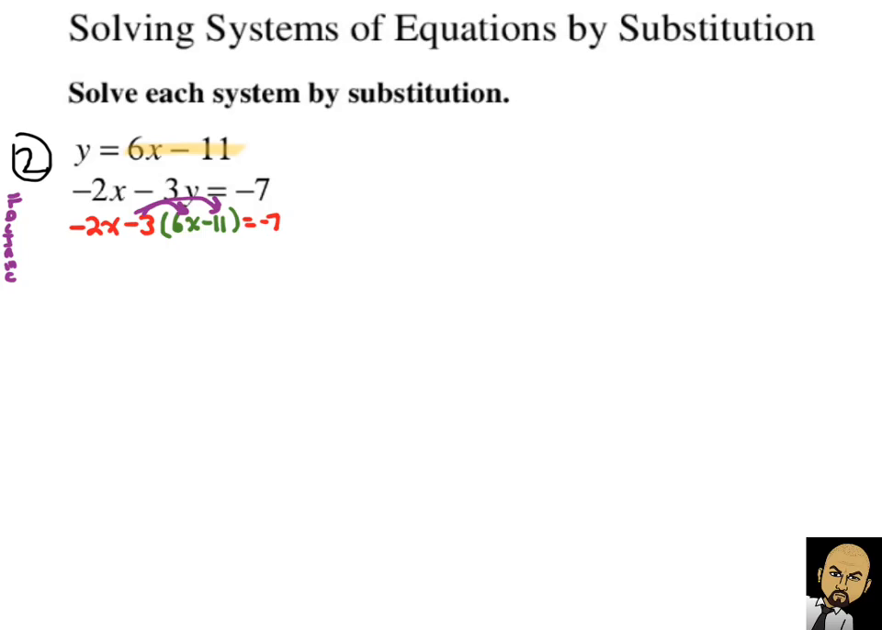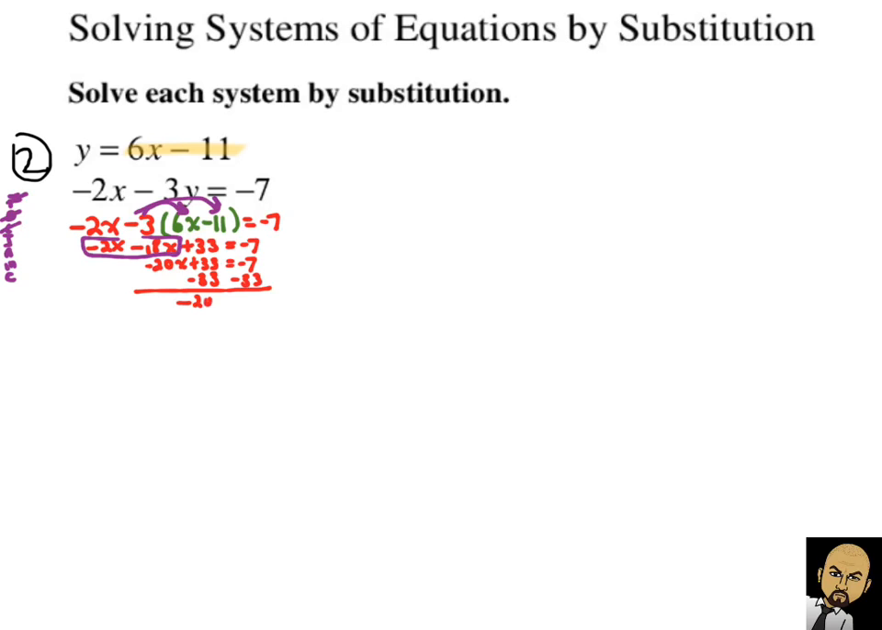We're going to multiply negative 3 times 6x and negative 3 times negative 11, and that's going to give us negative 18x plus 33. And we bring it down. Next, we combine our like terms. We got 2x minus 18x. That's going to give us negative 20x plus 33 equals negative 7.